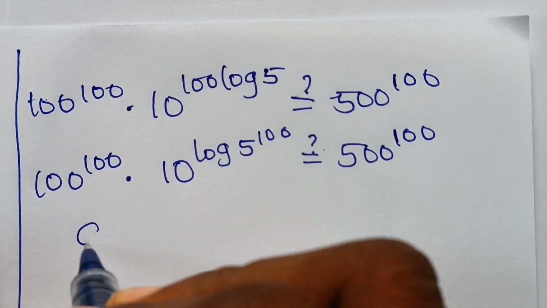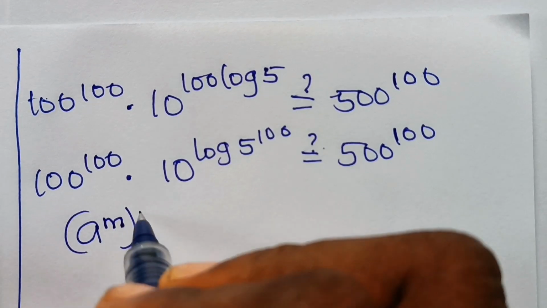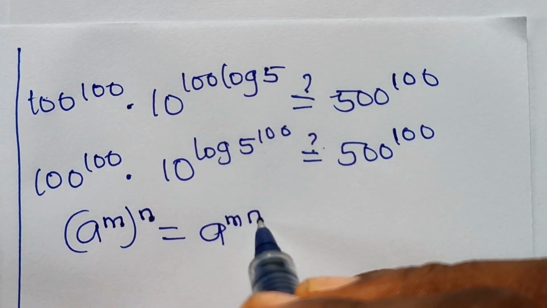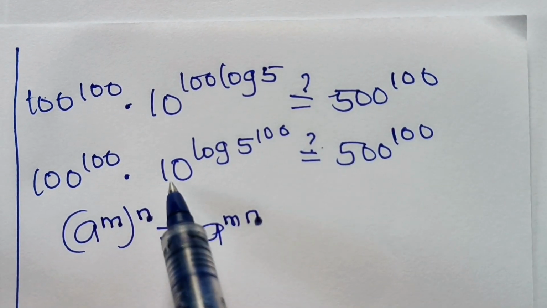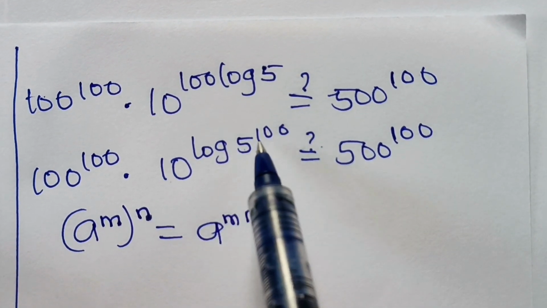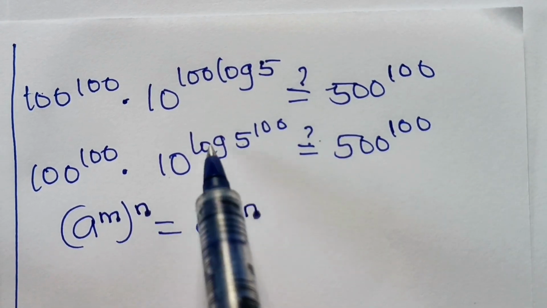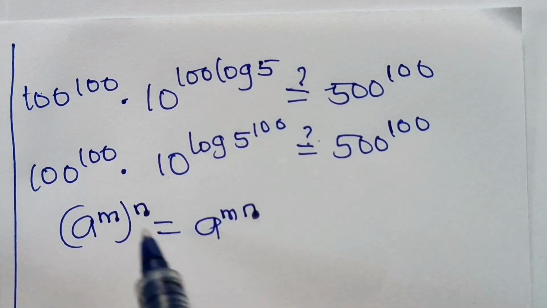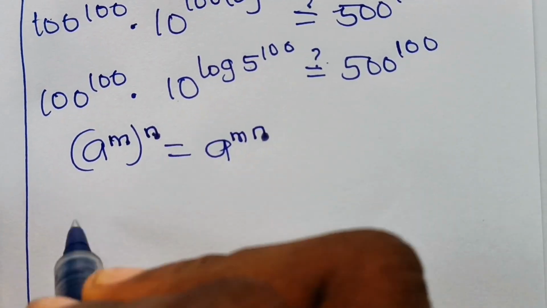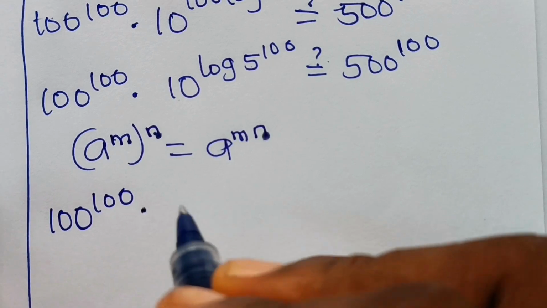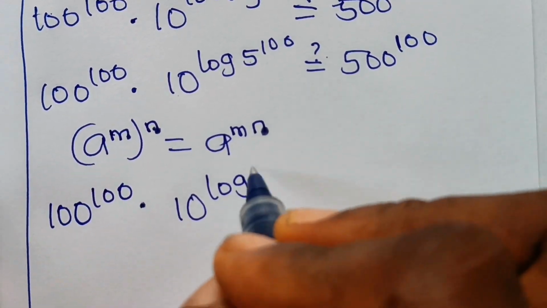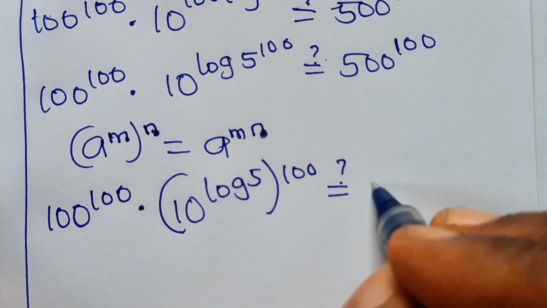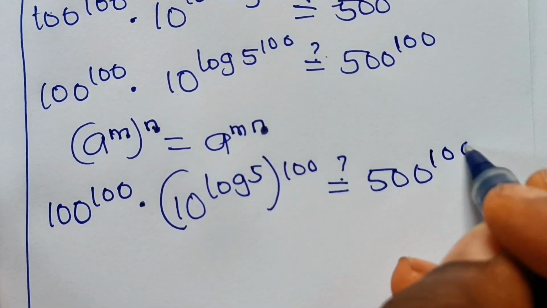Now remember that a to the power of m raised to the power of n is equal to a to the power of m times n. Now if you look at this, we have 10 to the power of log 5 raised to the power of 100. So that means that we have two powers, log 5 and 100. So we can actually take one of them as our m and the other as our n. So we now write this as 100 raised to the power of 100 multiplied by 10 to the power of log 5 raised to the power of 100. Now is this really equal to 500 to the power of 100?